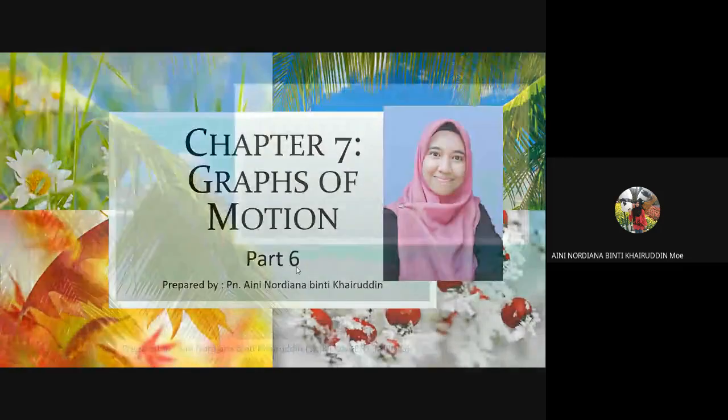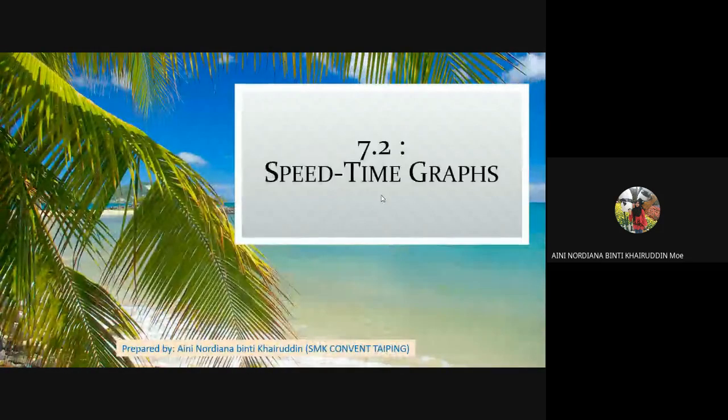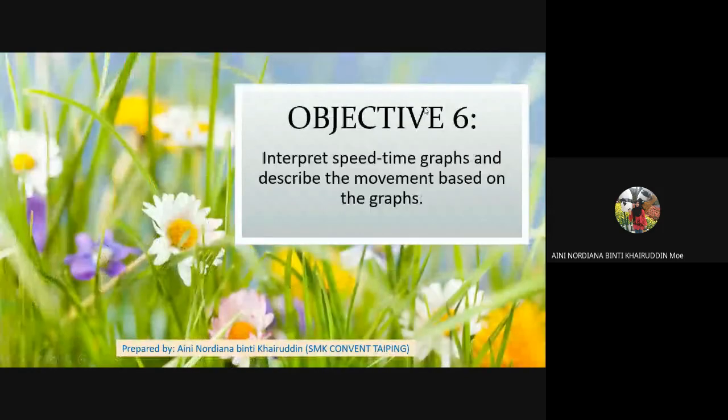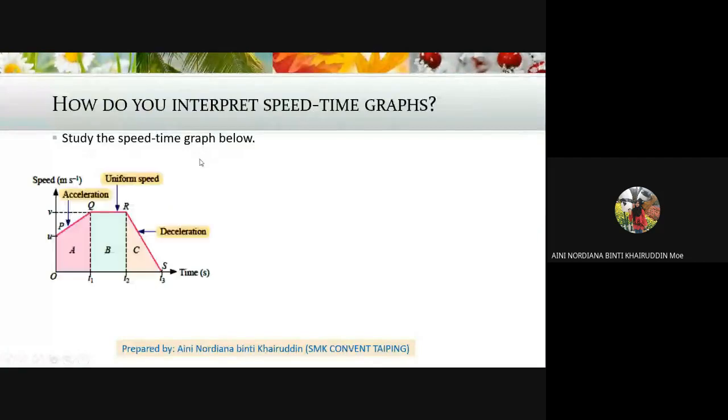Part 6. Masih lagi speed time graph. Our objective for today's lesson interpret speed time graph and describe the movement based on the graph. So, study the speed time graph below. So, kalau tengok graph ni, P to Q adalah acceleration. Maksudnya daripada hal laju ataupun from speed U to speed V, dia memecut lah, accelerate. Q to R, ini adalah uniform speed.